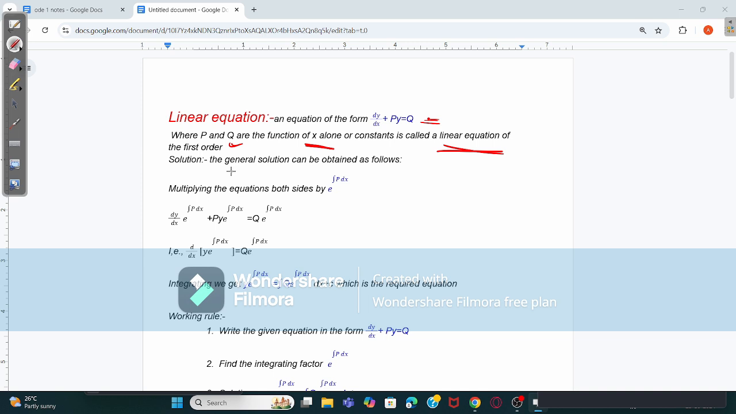The general solution can be obtained by multiplying the equation on both sides by e^(∫P dx), which we call the integrating factor. So dy by dx into integrating factor plus Py into integrating factor is equal to Q into integrating factor. That is, d by dx of (y into integrating factor) is equal to Q into integrating factor. Integrating, we get y into integrating factor equals the integral of Q into integrating factor dx plus c, which is the required solution which has been formed here.